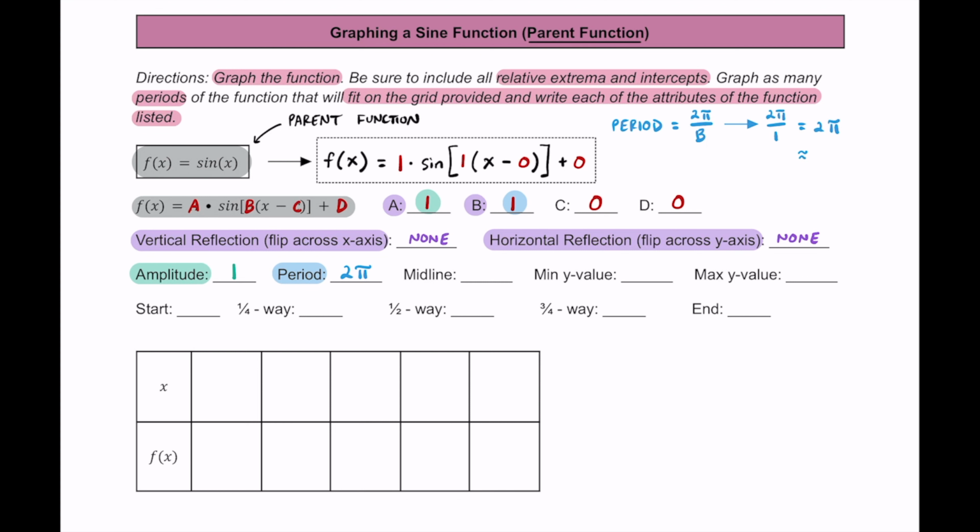Now, for the sake of graphing, this can be a little confusing unless you're writing your units in terms of pi along the x-axis.